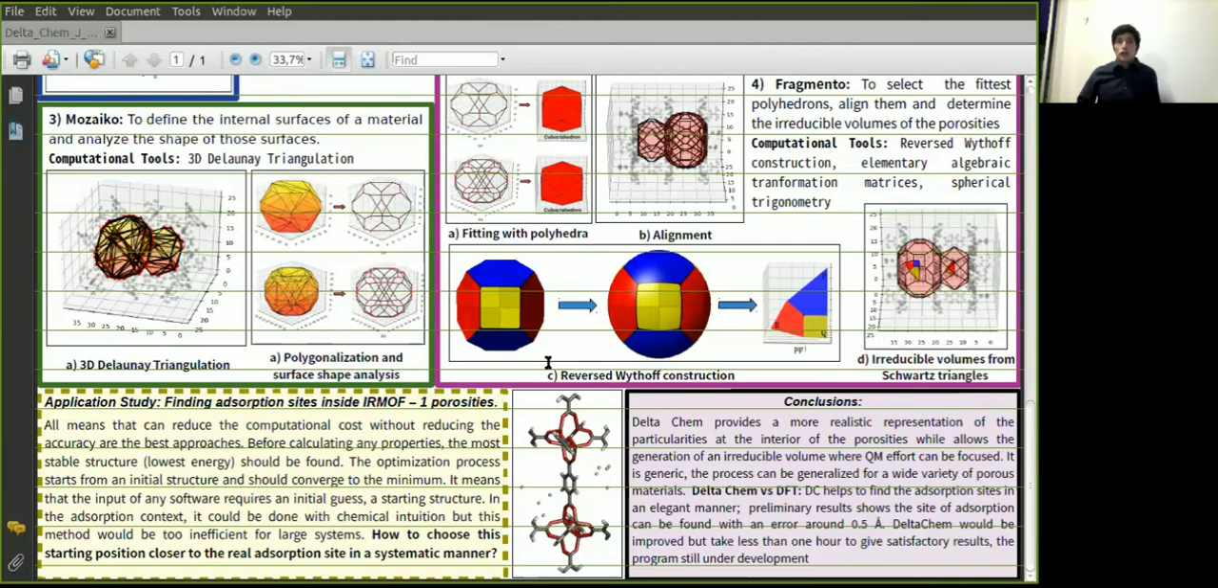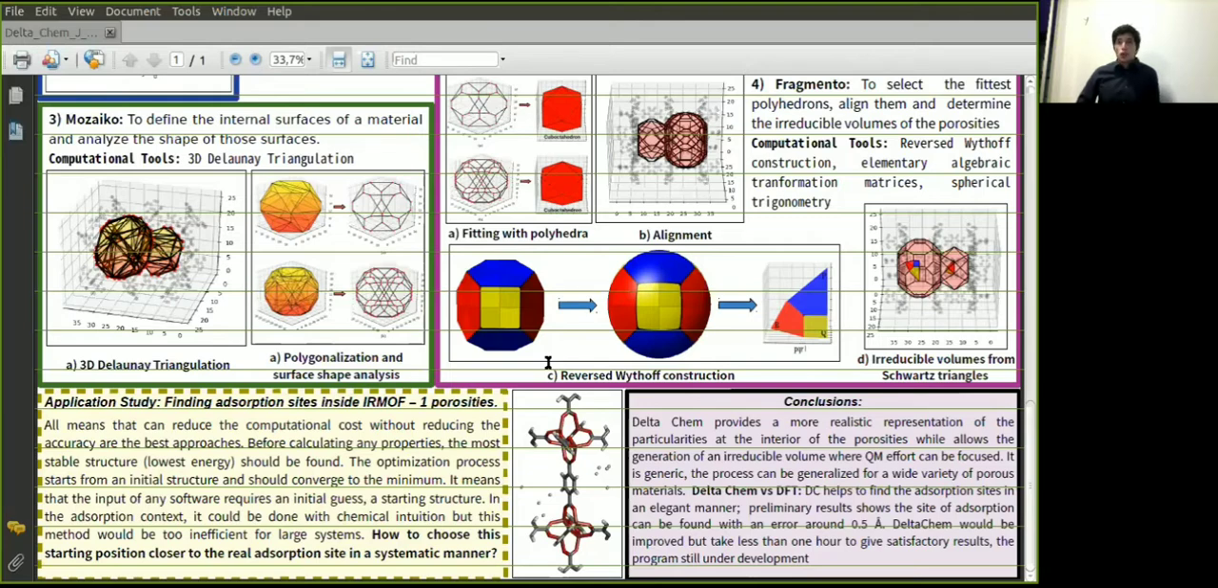Preliminary results show that the site of the adsorption can be found with an error of around 0.5 angstroms. The design of the program makes accessible all the information regarding the geometric analysis of the materials. Chem will be improved, but takes less than 1 hour to give satisfactory results. The program, of course, is still under development and more studies are required, but first results are promising.